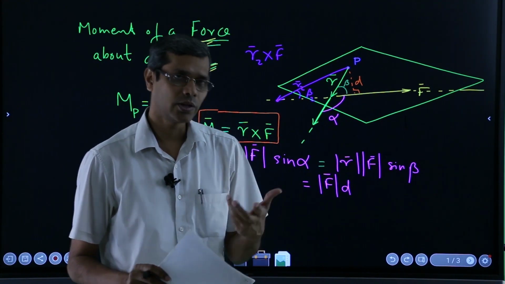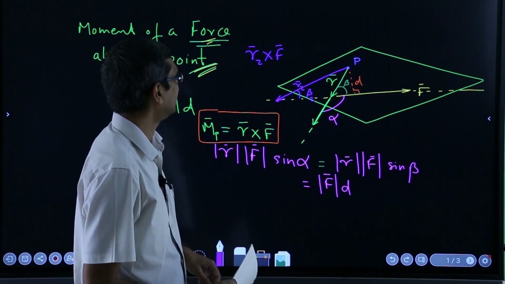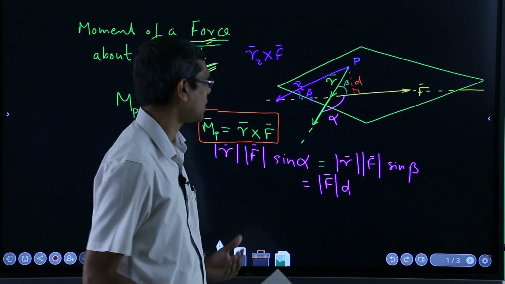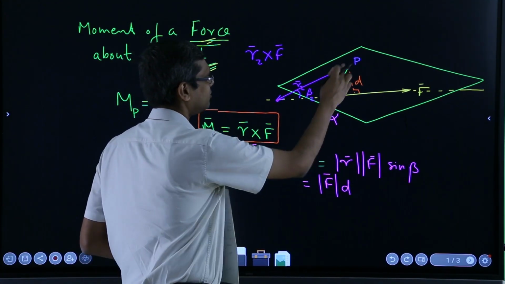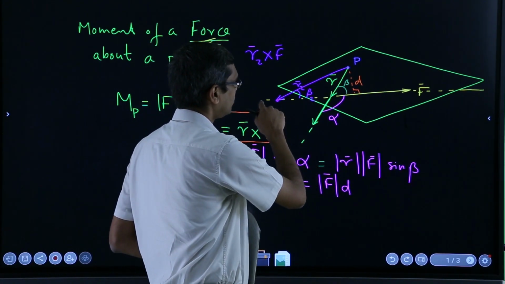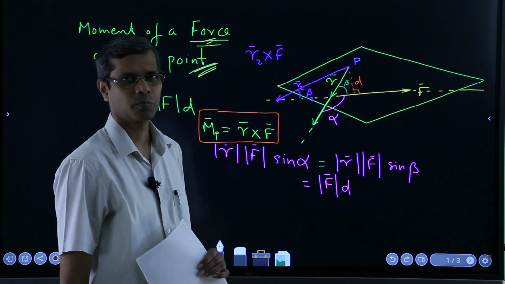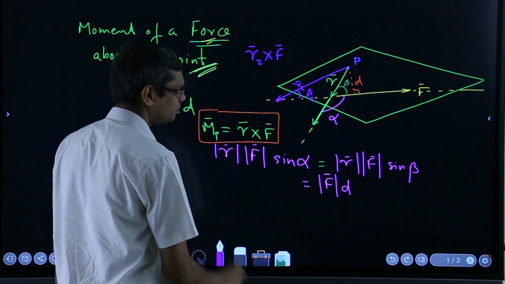So there you will have to use your concepts of transmissibility, then the displacement vector, and the knowledge that this displacement vector could be any from P, but to any point on the line of action. So that is what you should do to calculate this.